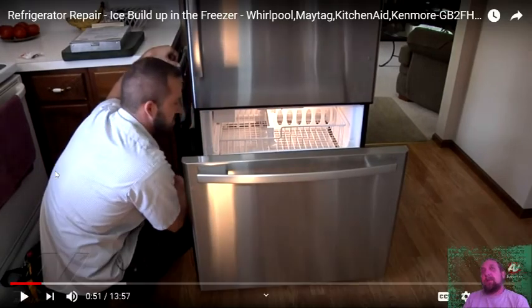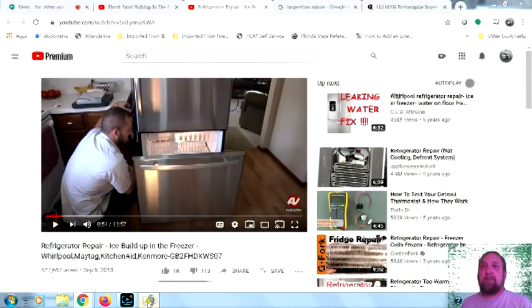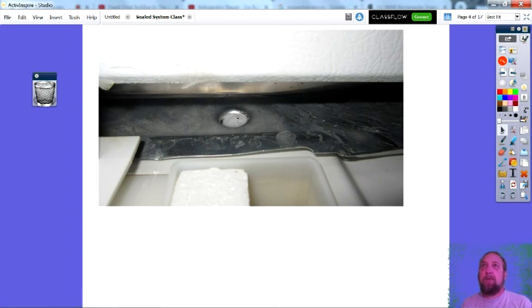Okay, so remember that one picture I showed you with the ice inside the hole in the evaporator. Let me see if I can find that picture in the presentation here real quick. This one right here.